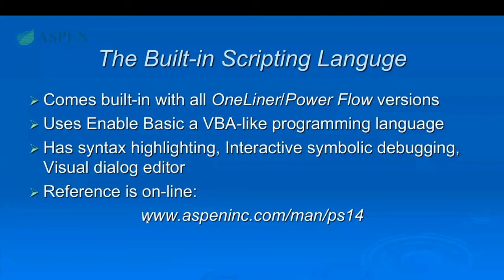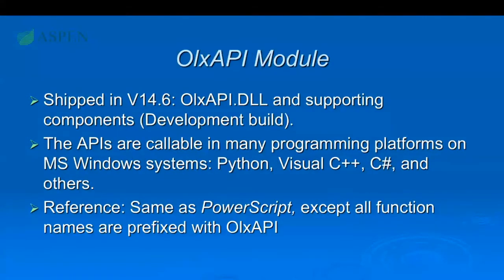For the OlxAPI module, it's been shipped with OneLiner version 14.6, but the version we are shipping is a so-called development build. We want to get it out there so that the developer can get a hand on it and start using it until the official release will be there later this year in version 15. The API are callable in Python, Visual C++, and other things. And the reference that you need to use will be the same as the PowerScript.